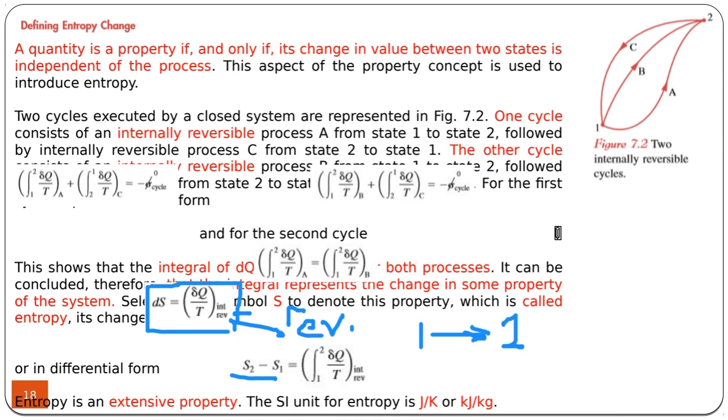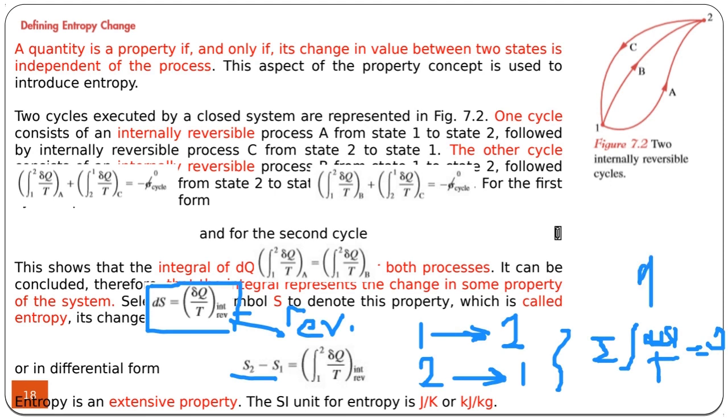So this will be the change of entropy as the process takes place from 1 to 2. And of course, the process 2 to 1 will have the negative sign of it, so that the sum of the integrals is going to be 0 for a reversible cycle, meaning that there is no entropy production for a reversible cycle.